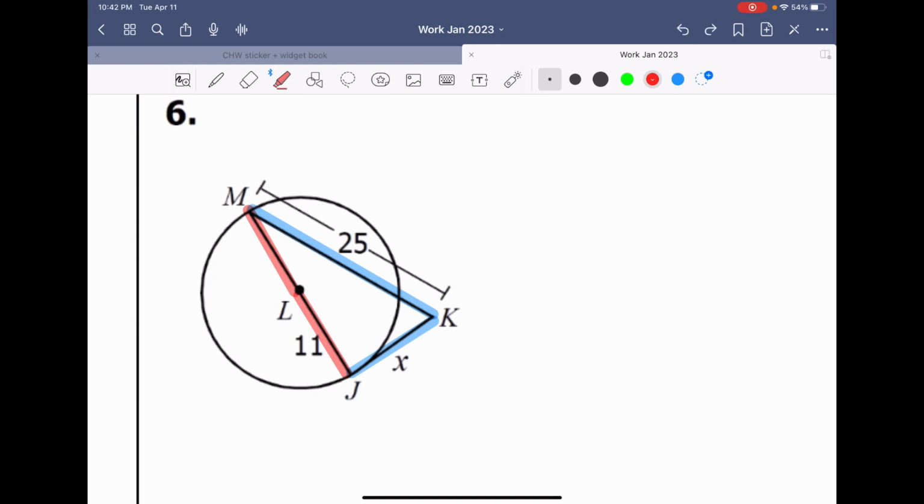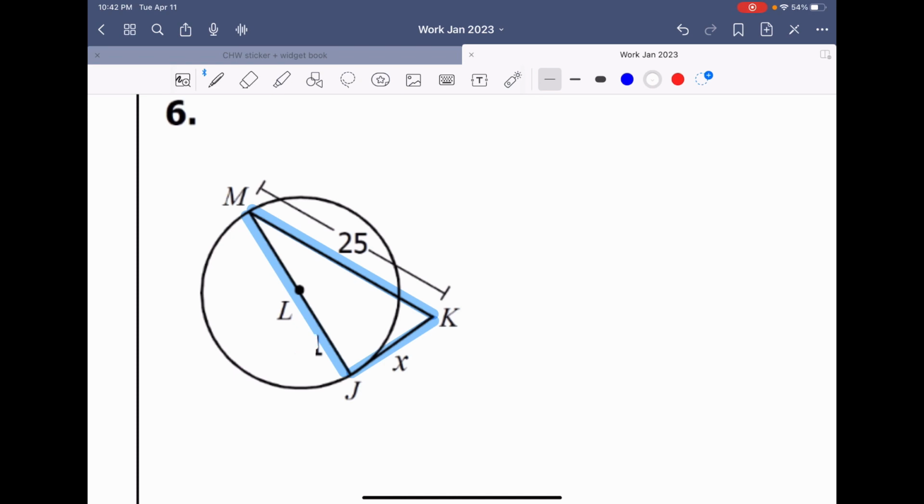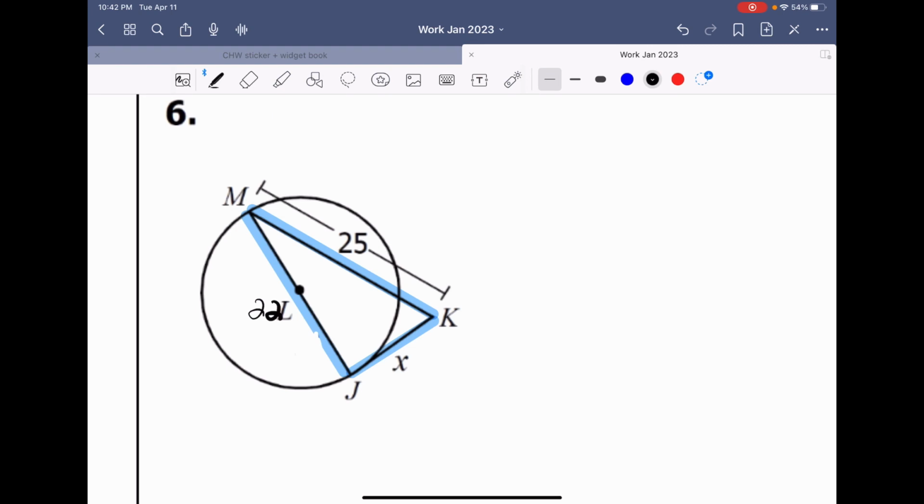So really, that side is 22, not 11. So we want to label this side 22. So I'm going to hide the 11 because I don't really need it. And instead, I'm going to replace it with the 22. Okay, so this side right here is 22 because it was 2 11s.